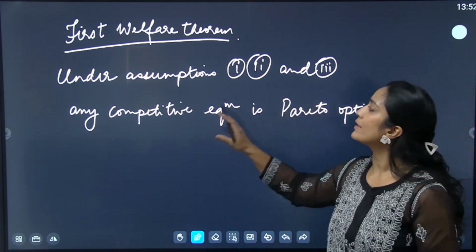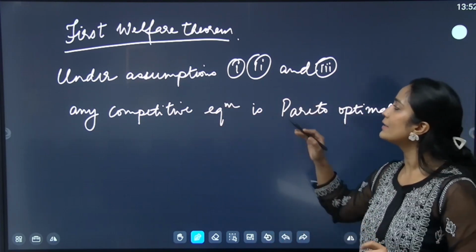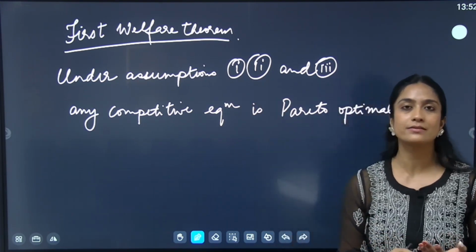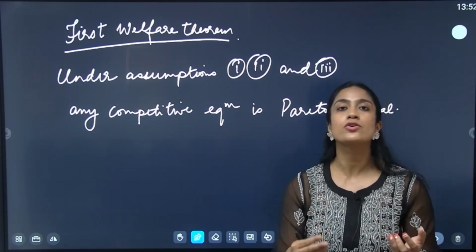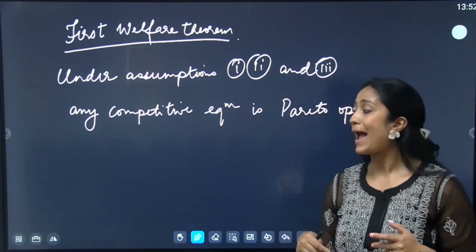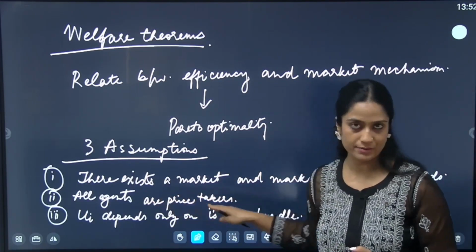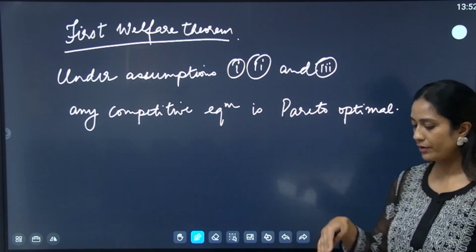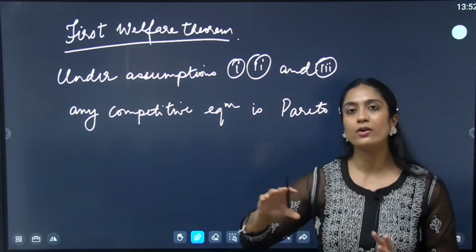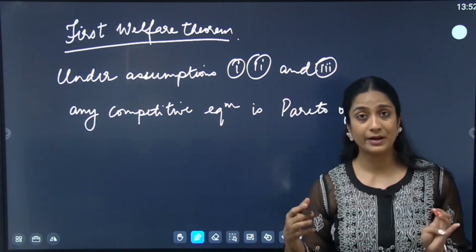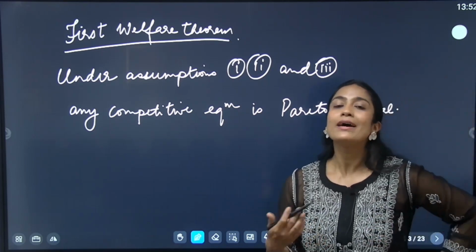But we must understand how important, how powerful this result is, right? So what we are saying is that if markets exist for whatever goods we are considering, if market prices exist, if your utility is your utility and my utility is my utility, and the second assumption, the competitive market assumption, that agents cannot influence prices, then whatever allocation the market mechanism does, the competitive allocation, that will be Pareto optimal. And why is this powerful?